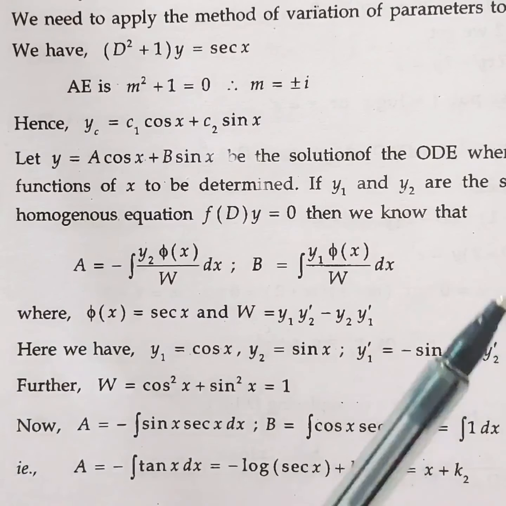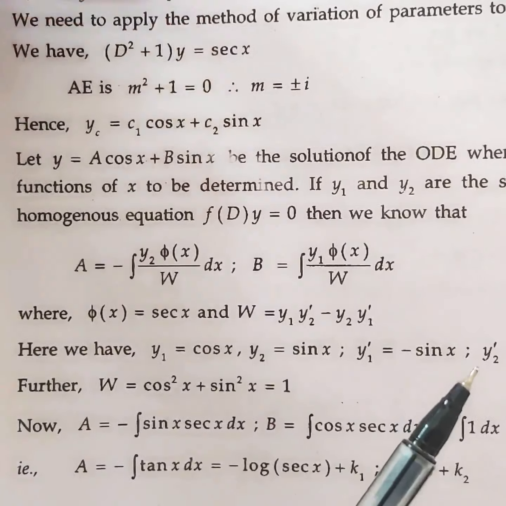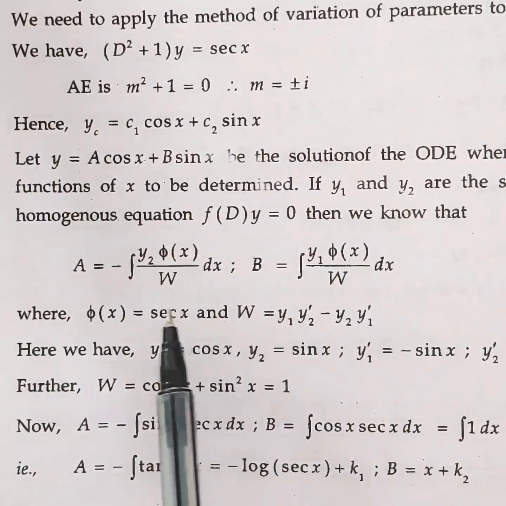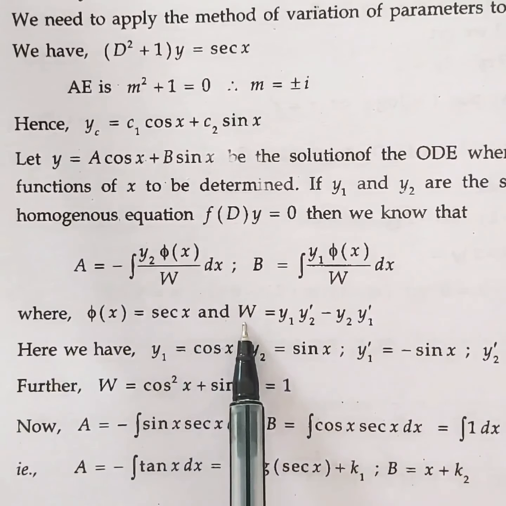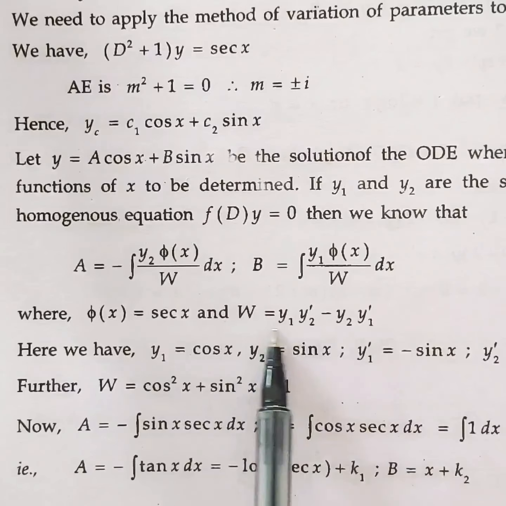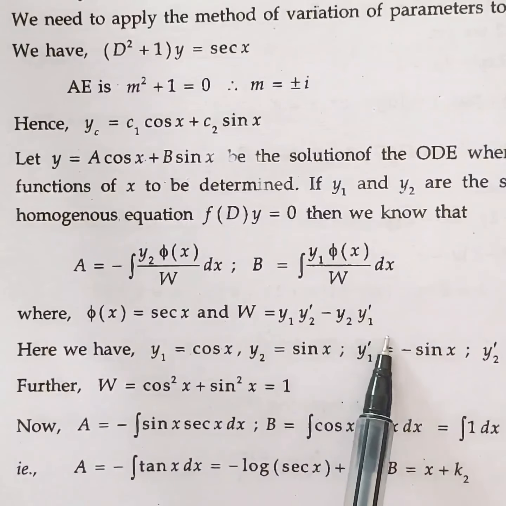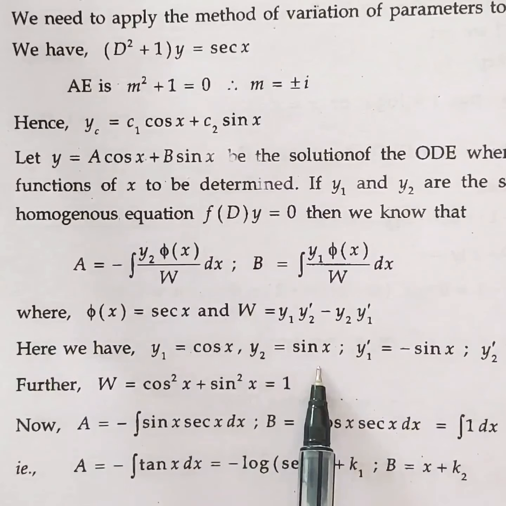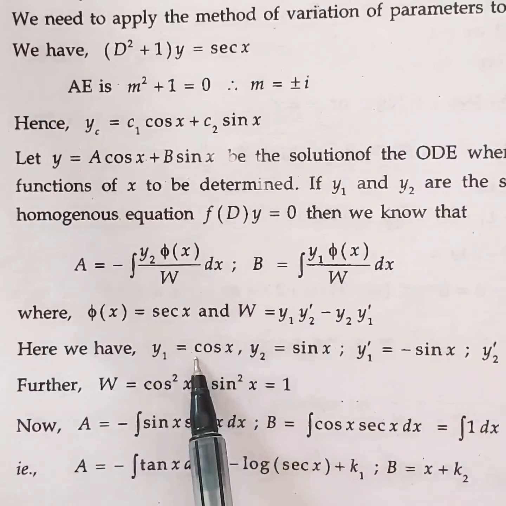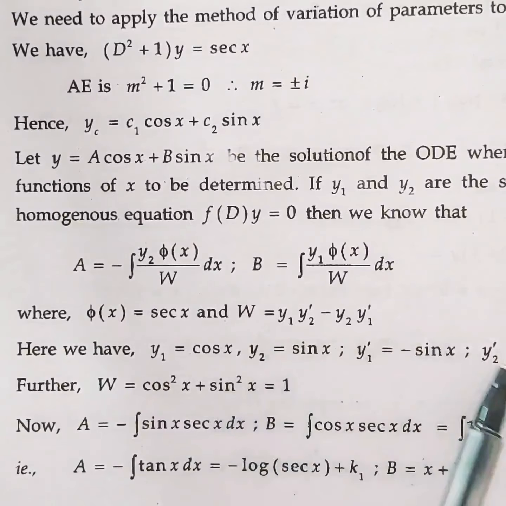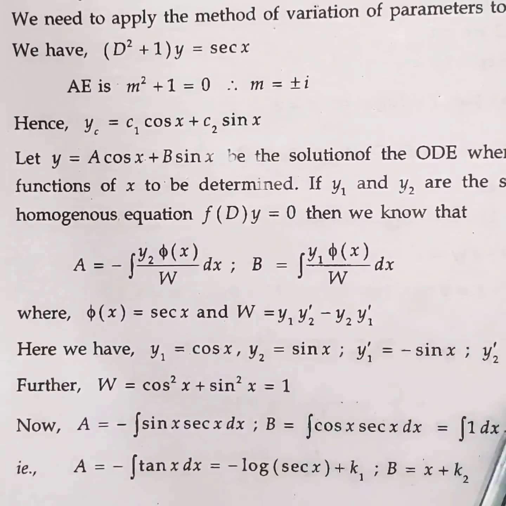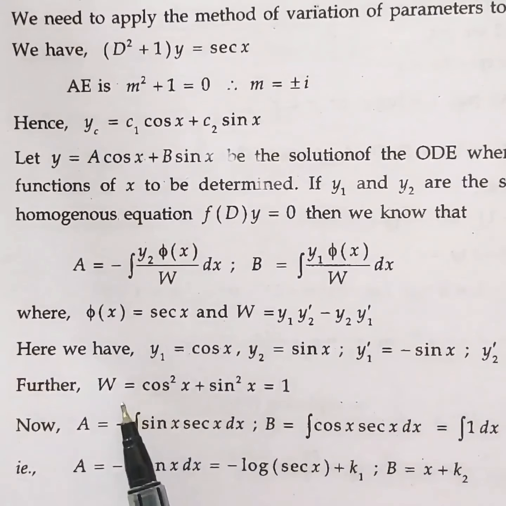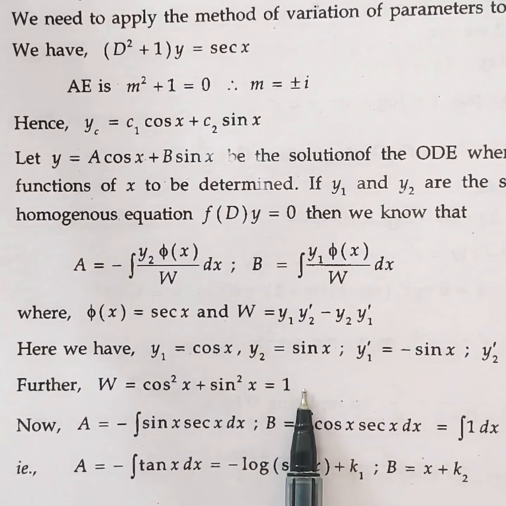So here phi of x is nothing but secant x, and W, the Wronskian value, is y1 y2 dash minus y2 y1 dash. So y1 is cos x and y2 is sin x. So y1 dash is minus sin x, and y2 dash, the differentiation of sin x, is cos x. Therefore W is equal to 1.